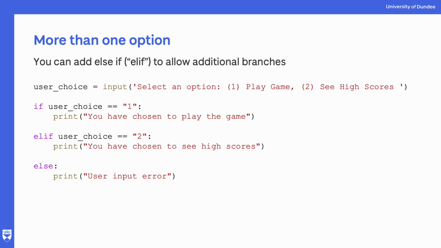Elif is how you would express else if. If they press 1, you've chosen to play the game. Else if they press 2, you've chosen to see the high scores. Else, i.e. every other input possible, print out an error. So we can start to see that we don't have just 1 or just 2. We can have effectively an infinite amount of choice that we can create by using else if.